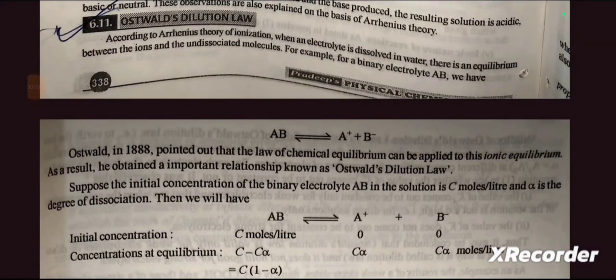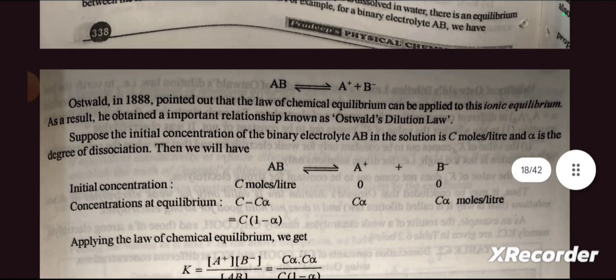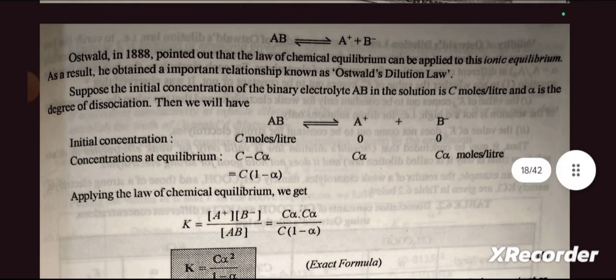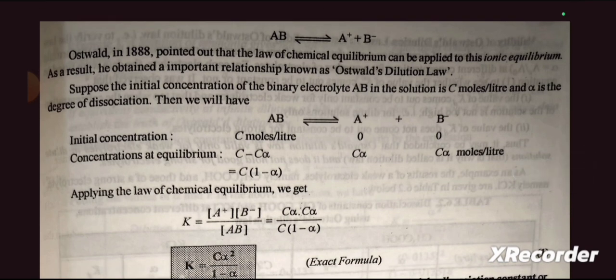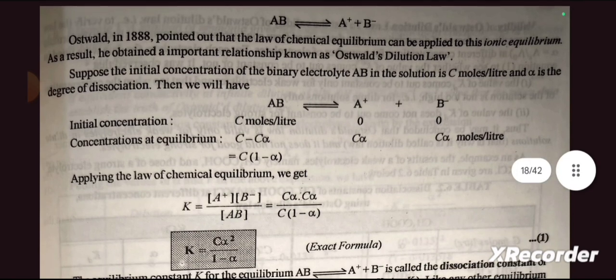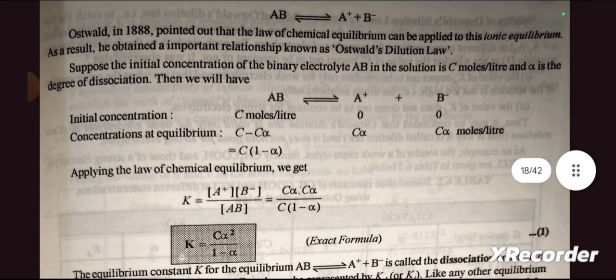Ostwald dilution law. According to Arrhenius theory of ionization, when an electrolyte is dissolved in water, there is an equilibrium between the ions and undissociated molecules. For example, for a binary electrolyte AB, we have AB ⇌ A+ + B−. Ostwald in 1888 pointed out that the law of chemical equilibrium can be applied to the ionic equilibrium. As a result, he obtained an important relationship known as Ostwald dilution law.